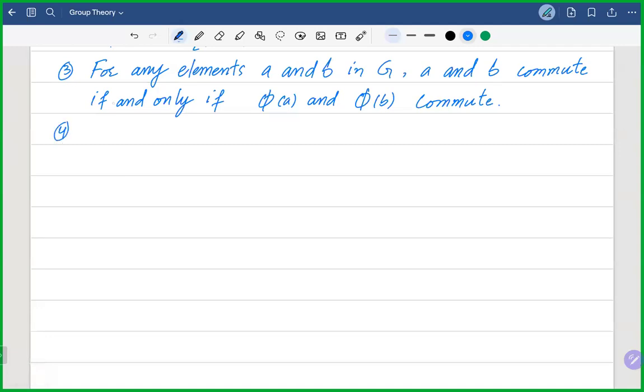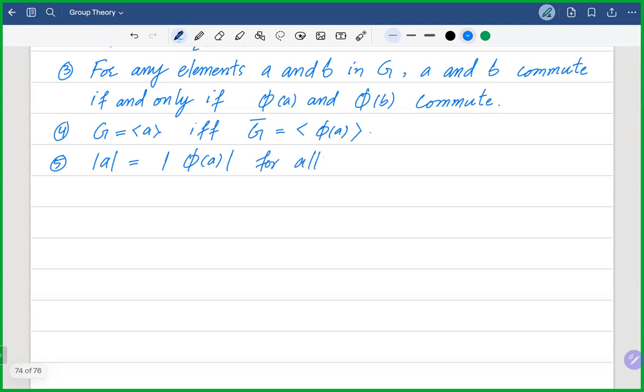4. G is cyclic, generated by an element a, if and only if G bar is generated by the element phi of a. Right. 5. The order of an element a of the group G is equal to the order of the element phi of a in G bar, for all a in G. You can say isomorphisms preserve orders.